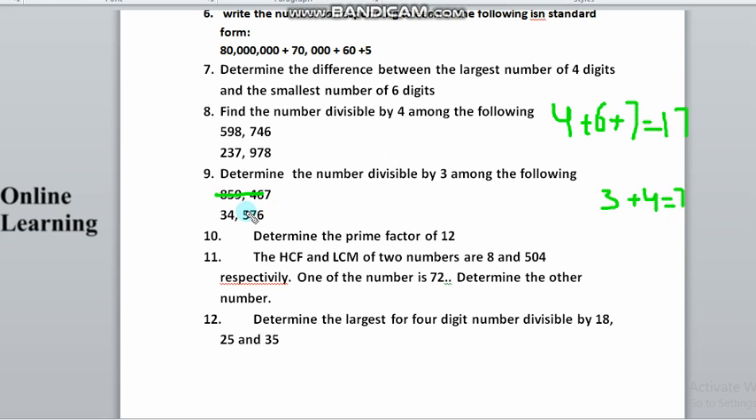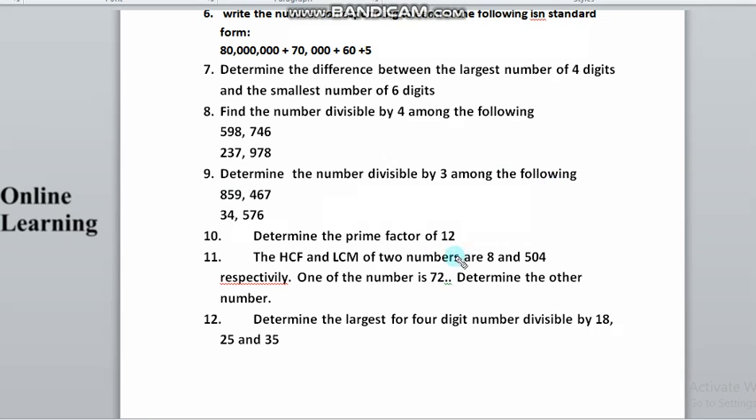Then we'll check 5 7 6. The answer is 6 and 5 is 11. 11 and 7 is 18. 18 is divisible by 3, that means this number will be divisible by 3. So 576 is divisible by 3. That is the basic thing.